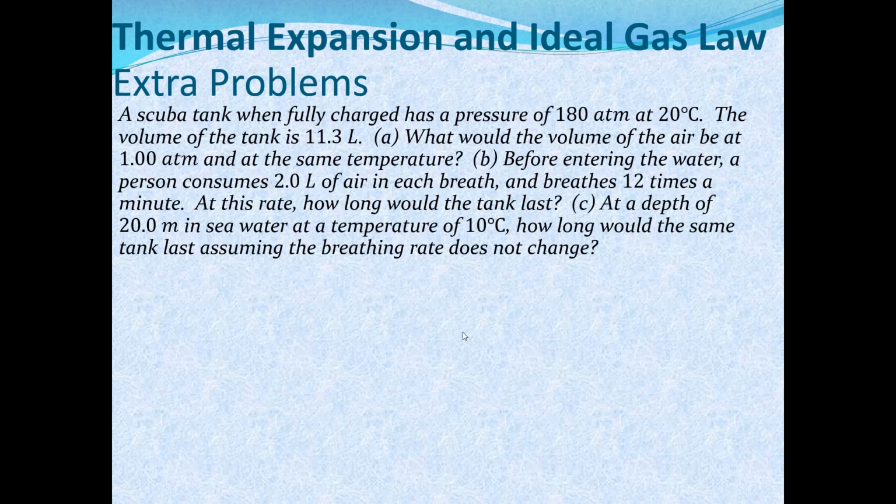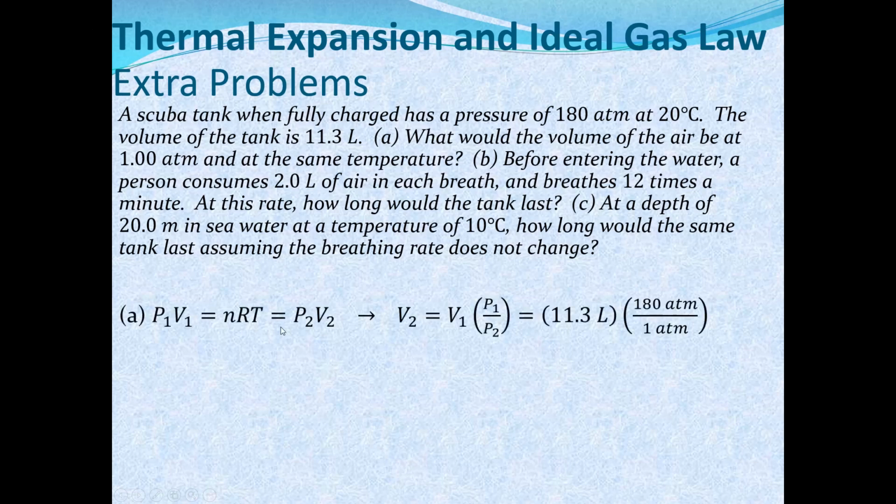All right, so the first question says that they want to know what the volume of the air would be when it's at 1 atmosphere. So we have this tank, and they tell us that everything else is the same. We have the same temperature, and we have the same number of moles since it's a closed system. So we're just going to use the ideal gas law, setting P V equal to P V, and we're going to get an equation for the volume at 1 atmosphere. When we plug the numbers in, we end up getting that the volume in that tank is about equivalent to 2,000 liters.